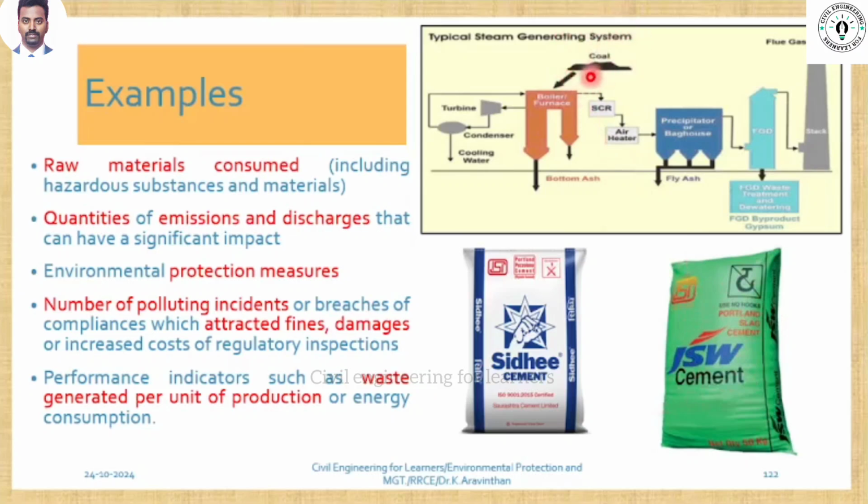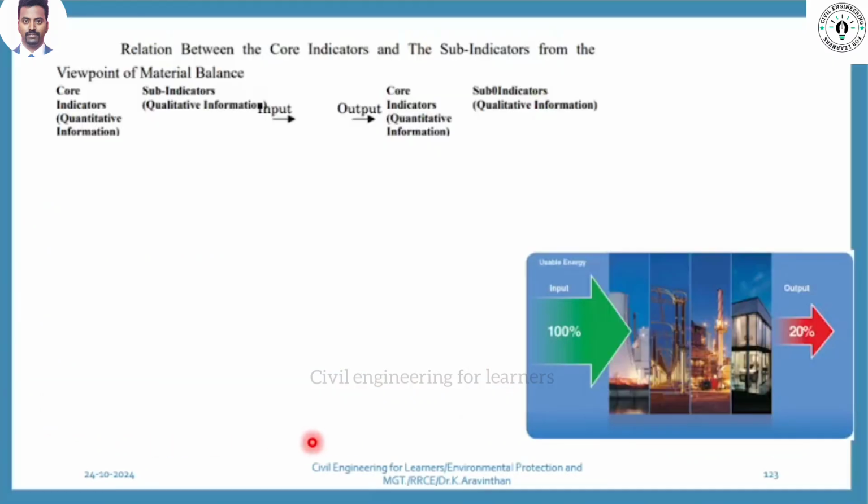So, this is the coal. They burn the coal and they generate energy. After generating energy, there comes a waste. That waste is used to manufacture the cement. Like this, they can reuse the material. So, reuse or recover the material. A number of pollution incidents attracts fines, damages, etc. For management performance index, how many fines are being received? So, waste generated per unit of production. This I have discussed in the last class. Now, this is criteria wise.